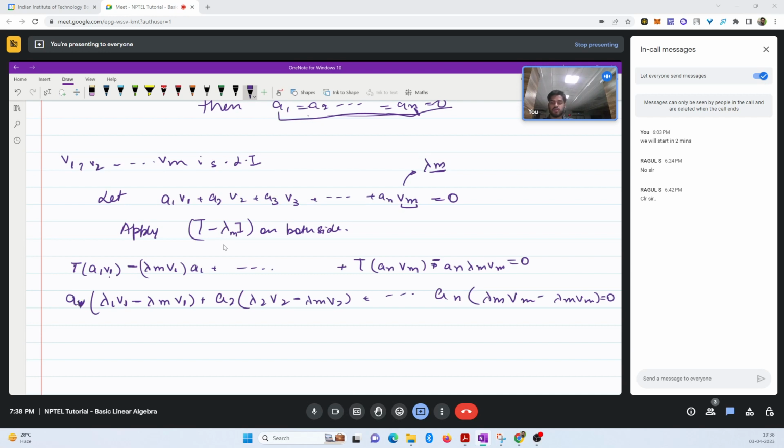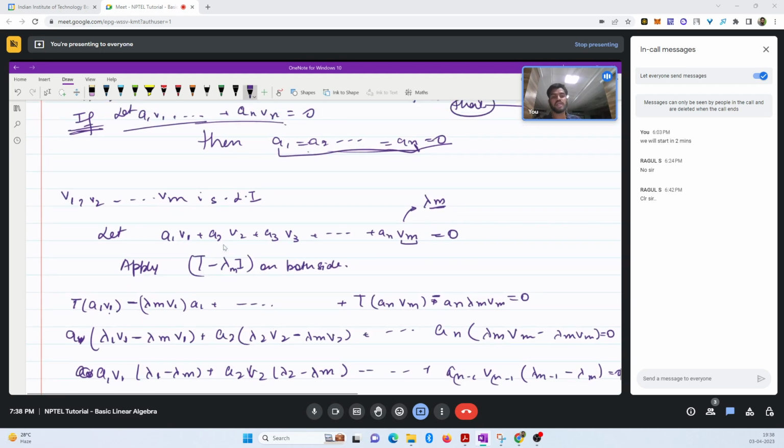Now this would give us a1 v1 (lambda 1 minus lambda m) plus a2 v2 (lambda 2 minus lambda m), and so on till a(m minus 1) v(m minus 1) (lambda (m minus 1) minus lambda m) is equal to 0.